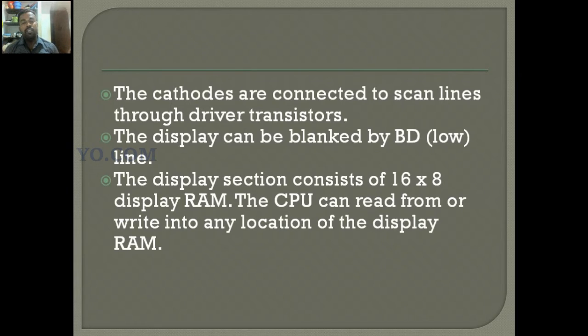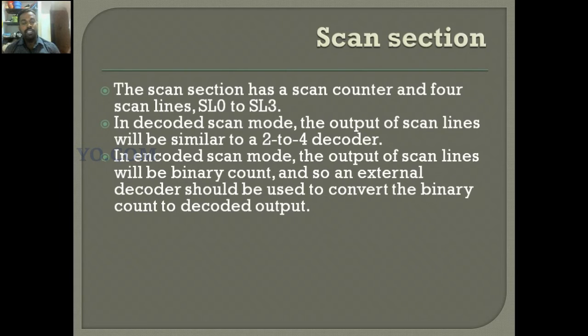The display section consists of a 16x8 display RAM. The CPU can read from or write into any location of the display RAM, and the data present in the display RAM is going to be displayed. Next one is the scan section.